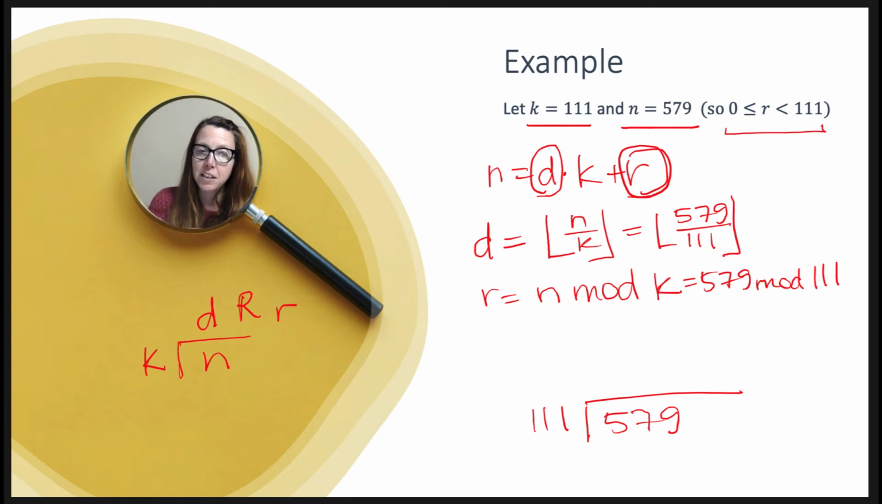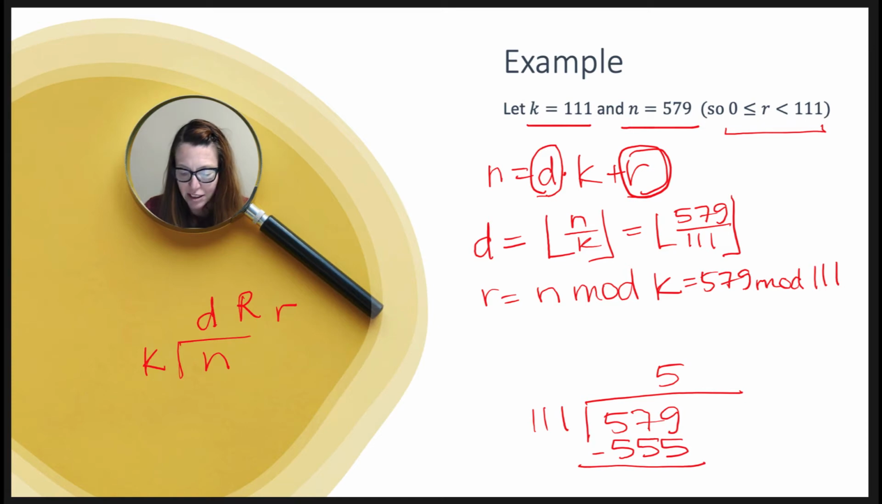When you divide a number by another number, you get an answer, a quotient, and a remainder. And they are unique. And the remainder is always going to be less than k, because if it weren't, you could have always increased your quotient by 1. So if we take a look at our example, 579 divided by 111, we can see that it fits in 5 times. We can fit 555 into 579, but we can't fit 666. So it fits in 5 times, but there is a remainder. When I take 579 and I subtract 555, I can see that I'm going to get a remainder of 24.